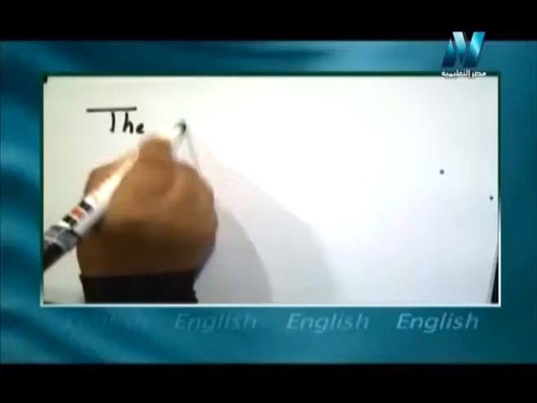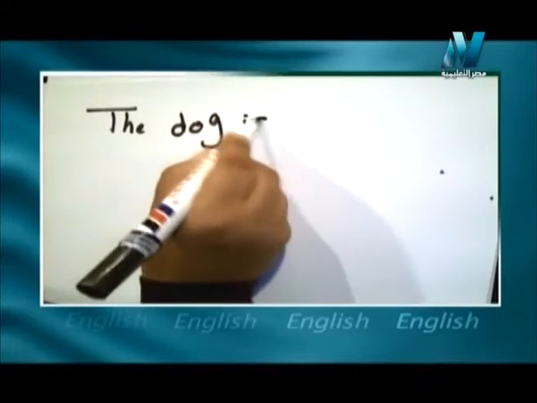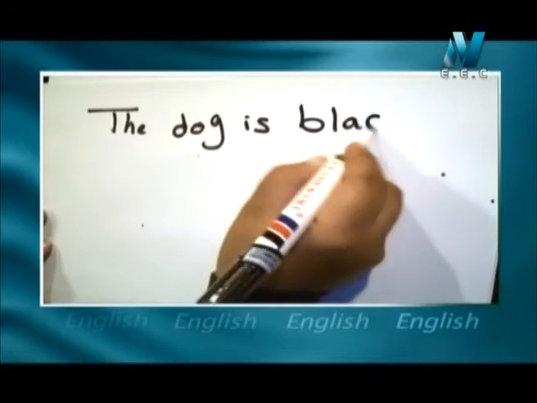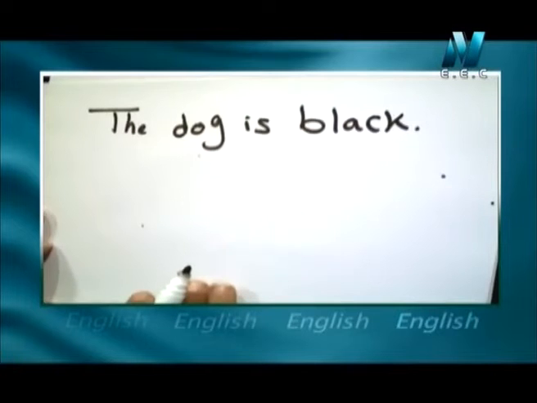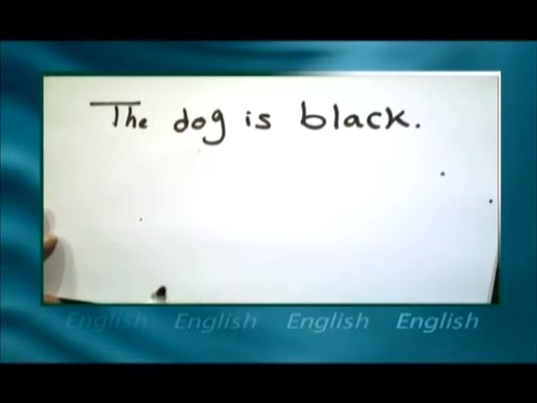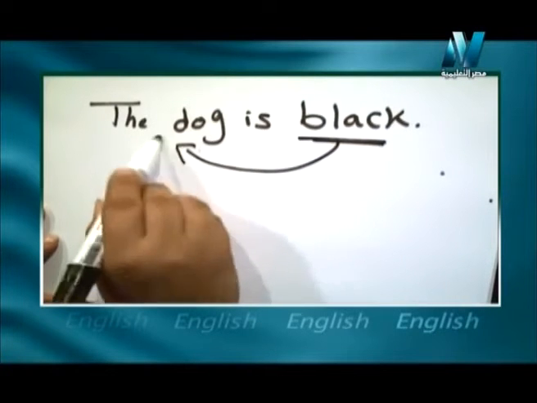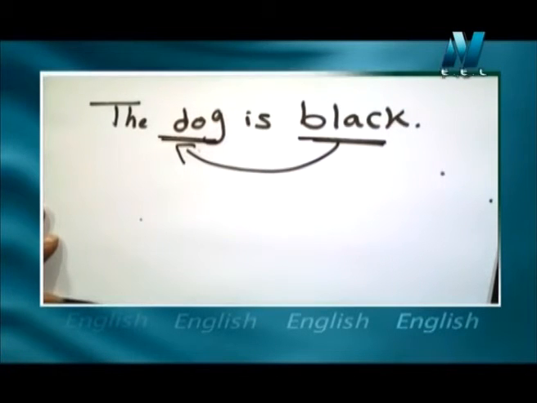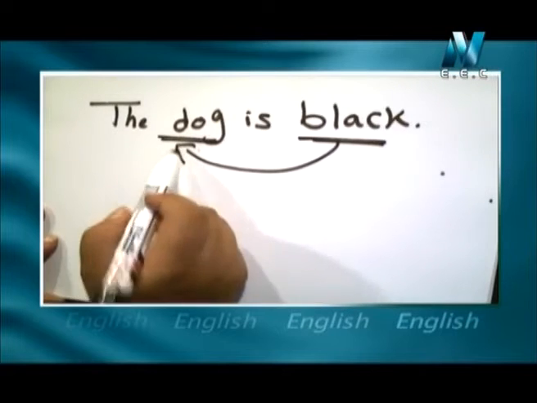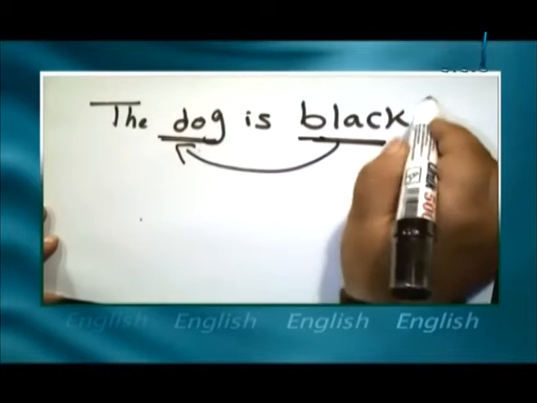For example, when I say the dog is black. I'm describing the dog that it is black. Black is an adjective for the dog. So, I can describe a thing or a person with this adjective.